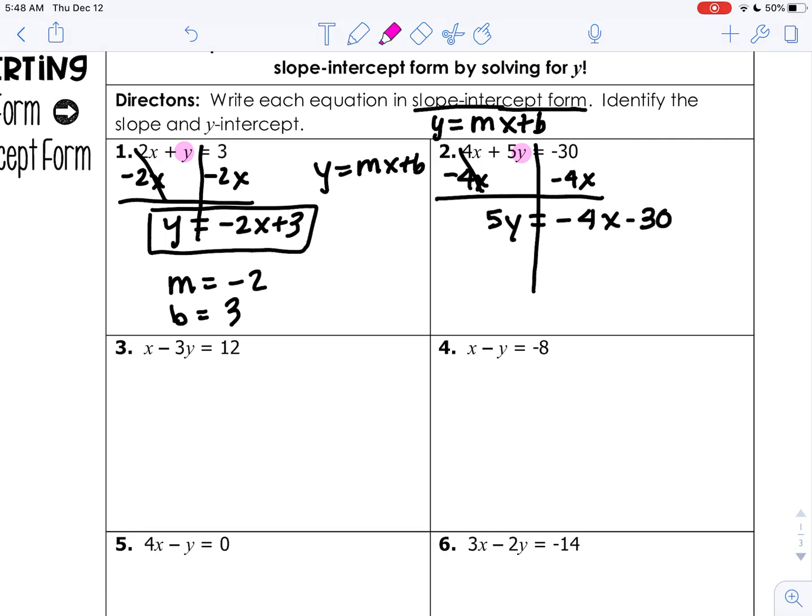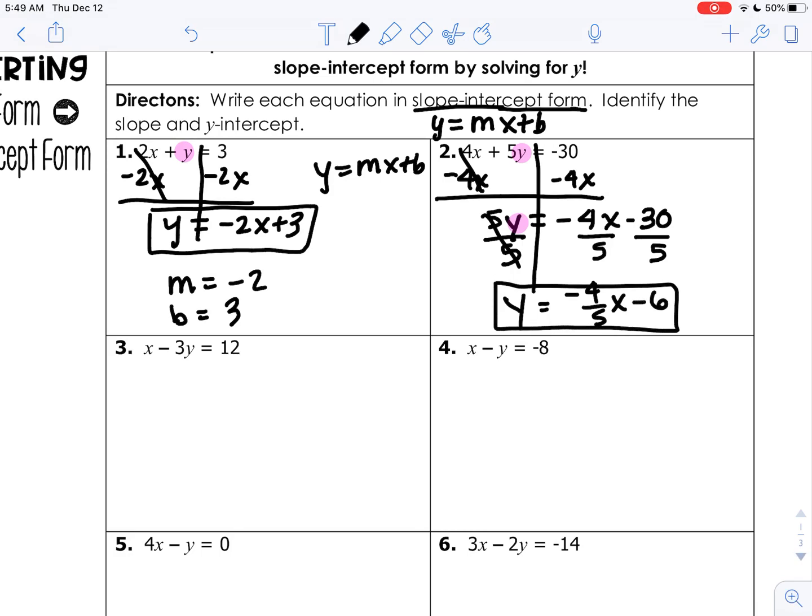And then my last step is to divide. So do you see how the 5 is next to the y? That's multiplication. So in order to get the y alone, we have to divide 5 to the other side. So we're going to divide by 5. And notice how I'm dividing 5 to everything. So y equals negative 4 over 5x, and negative 30 divided by 5 is negative 6. Now my slope, my m, is negative 4 over 5, and my b, my y-intercept, is negative 6.